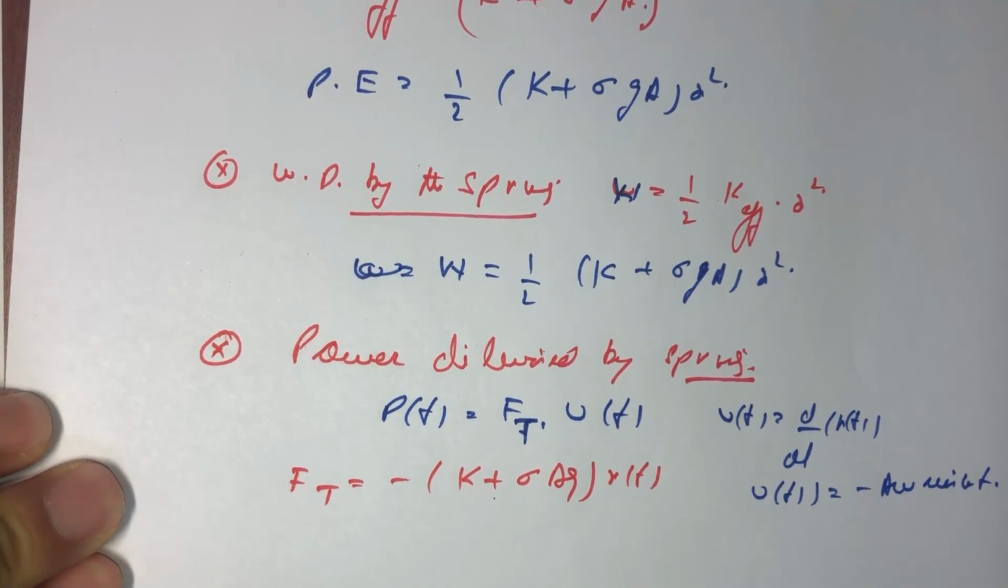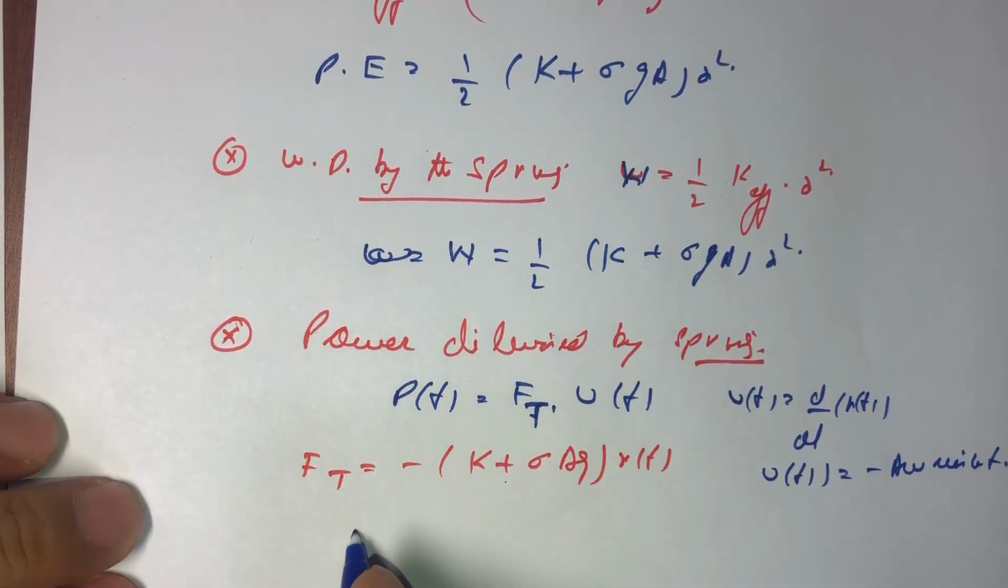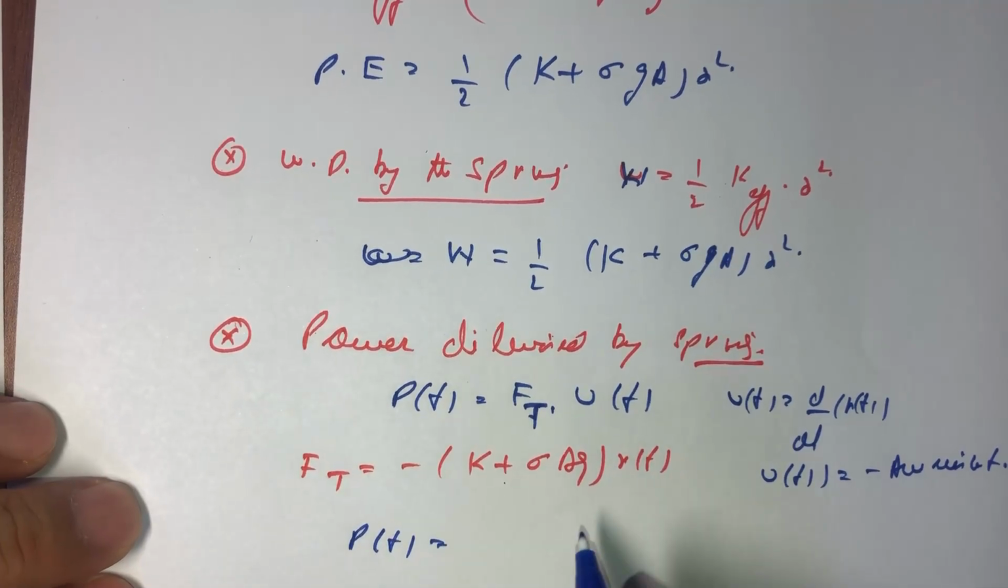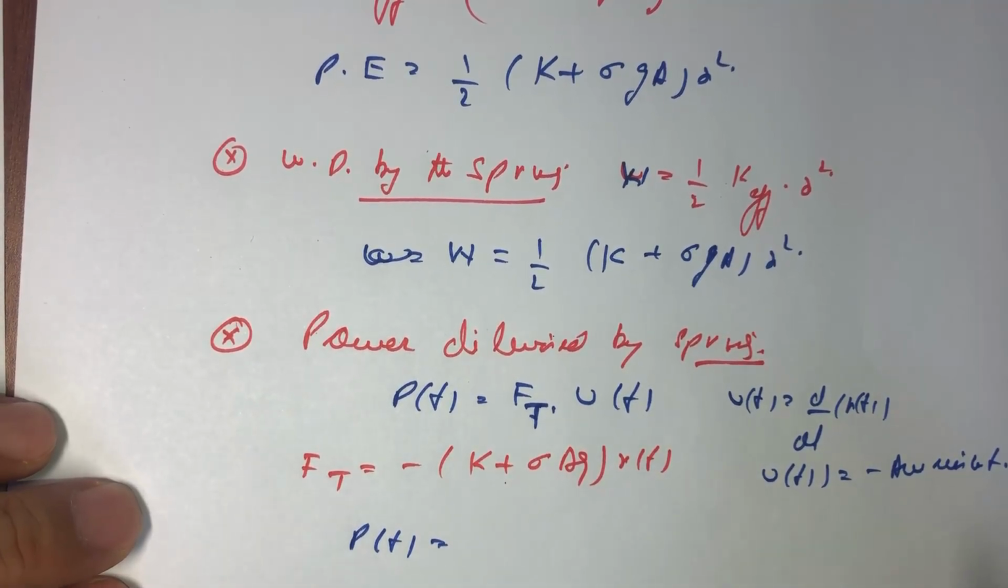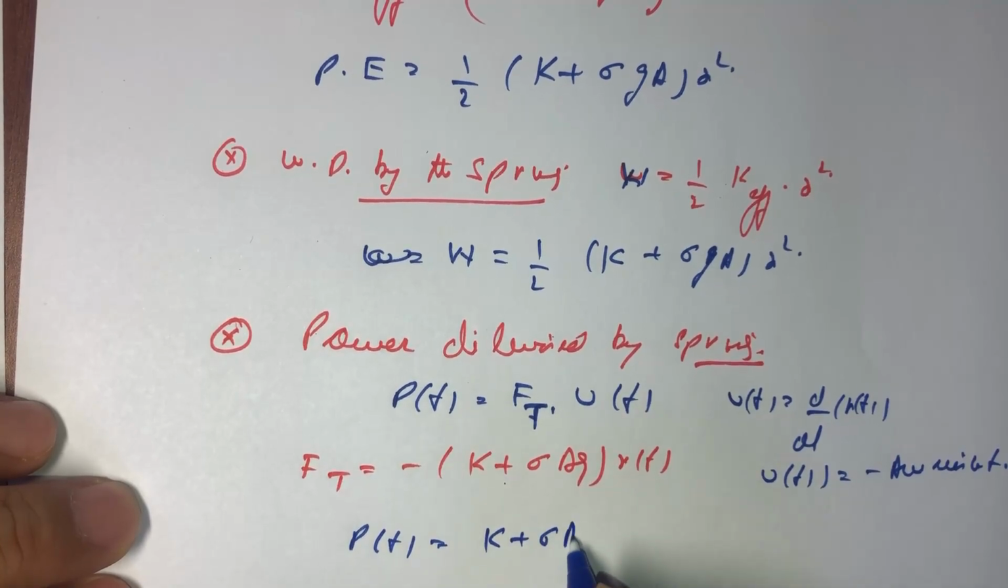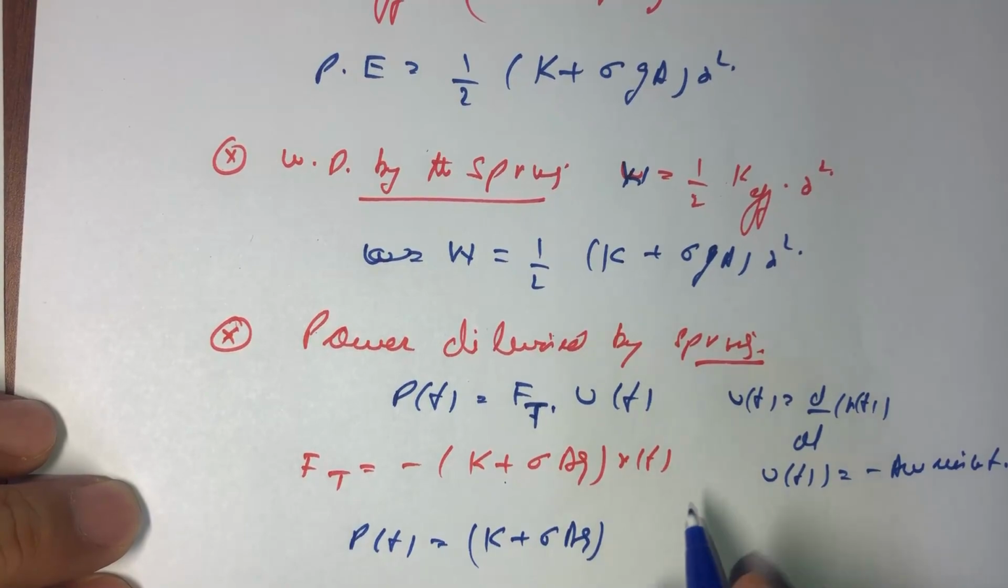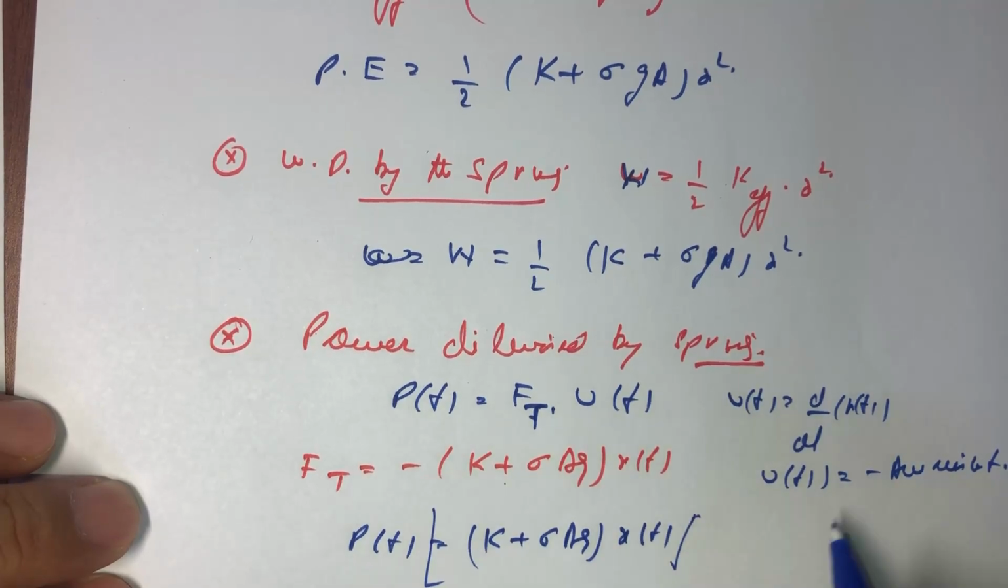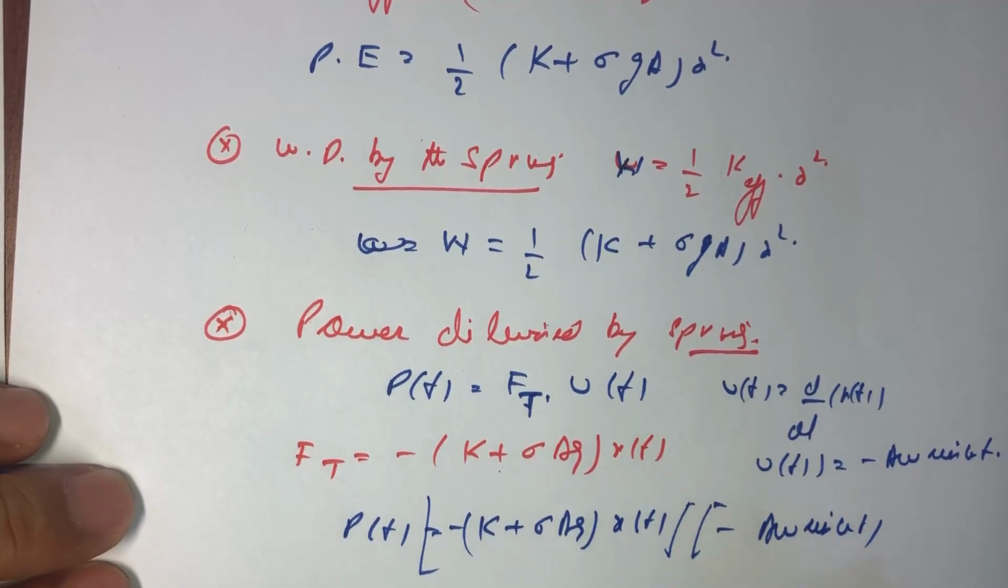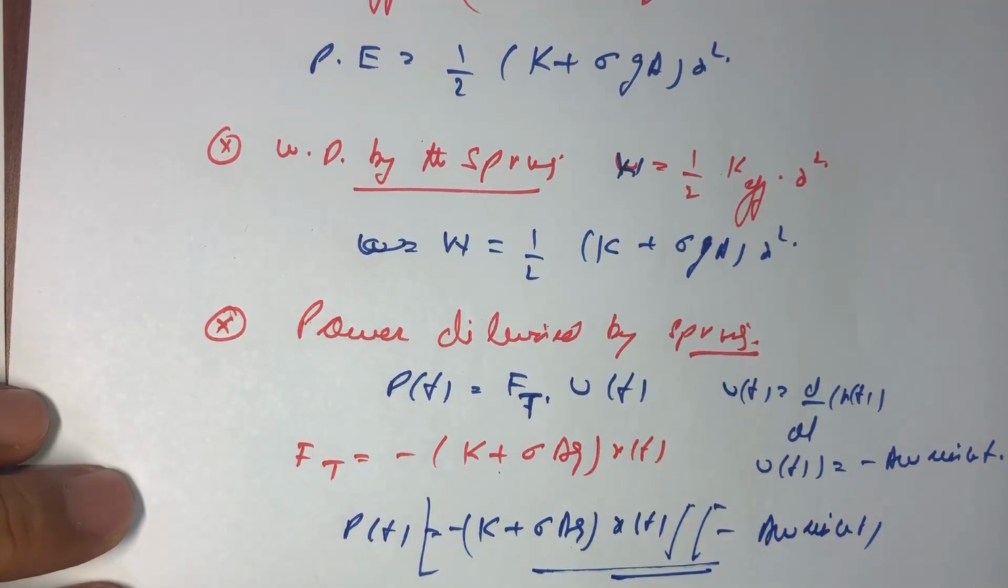So we get Pt will be equal to Ft, which we found out is k plus sigma A g times x of t, and v of t we just calculated. Let me write it. This will be minus a omega sine omega t. This is the power delivered by the spring.